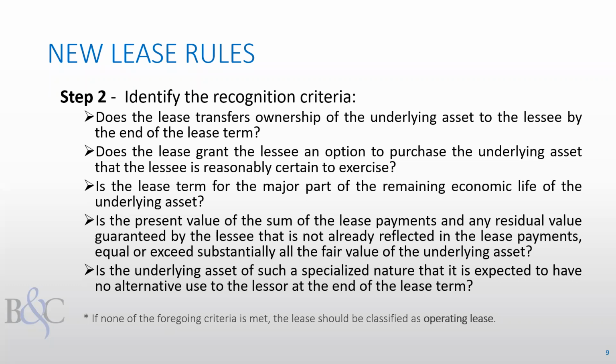Key point here, economic life may not be consistent with book life or GAAP life or tax life. So make sure you understand what economic life of an asset is versus maybe the tax life. Number 4 is the present value of the sum of the lease payments and any residual value guaranteed by the lessee that is not already reflected in the lease payments equal or exceed substantially all the fair value of the underlying asset. And then finally is the underlying asset of such a specialized nature that it is expected to have no alternative use to the lessor at the end of the lease term? If none of these criteria are met, then the lease should be classified as an operating lease as opposed to a finance lease.